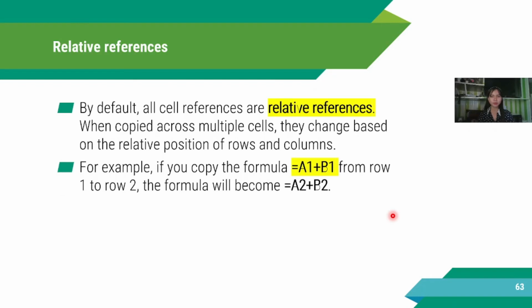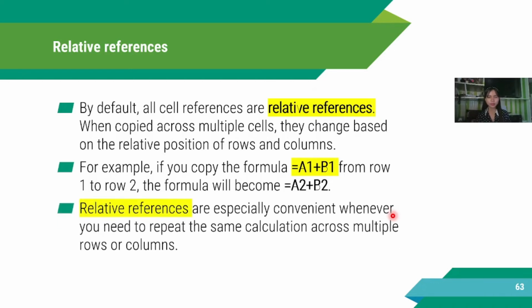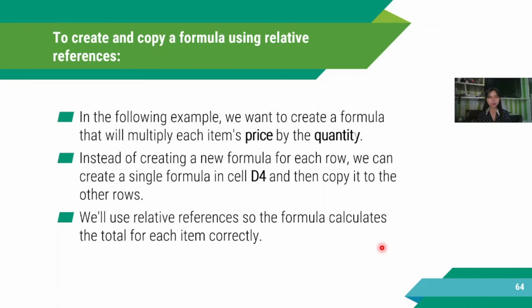For example, if you copy the formula A1 plus B1 from row 1 to row 2, the formula will become A2 plus B2. Kung ito siyang igamit ang fill handle, ma-change pa iyang row number. So, relative references are especially convenient whenever you need to repeat the same calculations across multiple rows or columns. So, in the following example, we want to create the formula that will multiply items price by the quantity. So instead of creating a formula for each row, we can create a single formula in cell D4 and then copy it to the other rows.